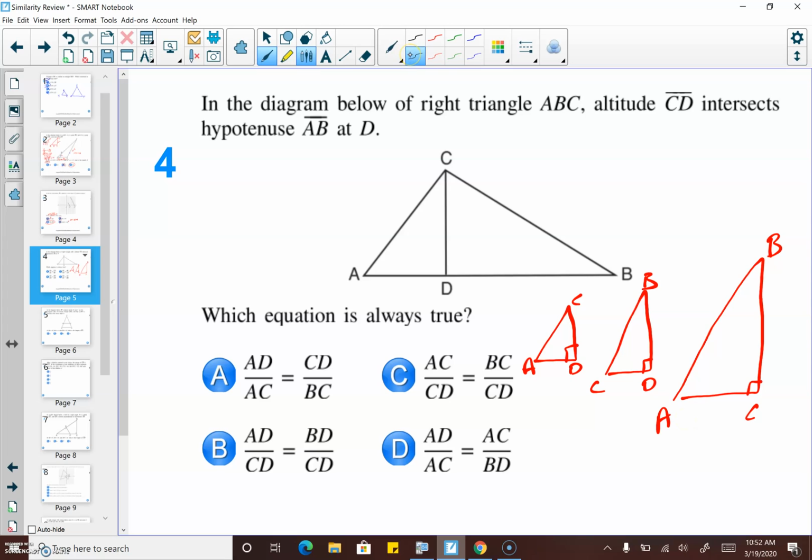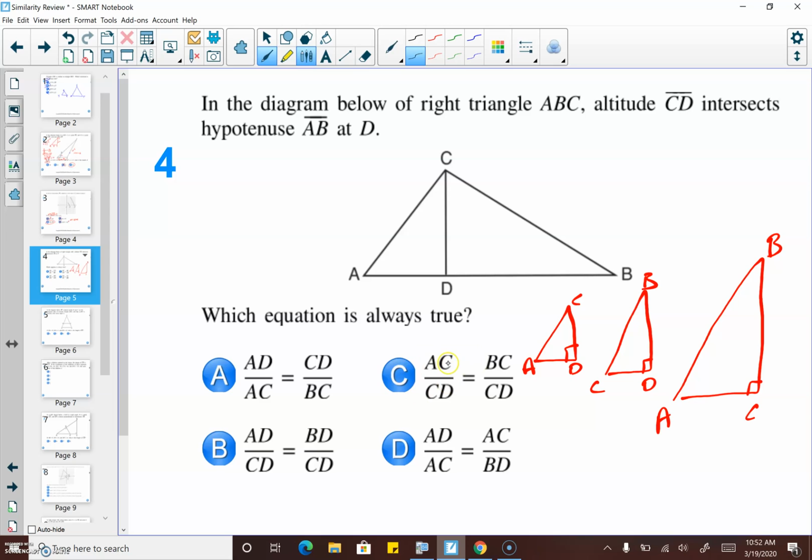And now it's just about going answer choice by answer choice. So AD over AC, so bottom over hypotenuse, equals CD over BC. Well, it seems to match up okay, but let's check the others.